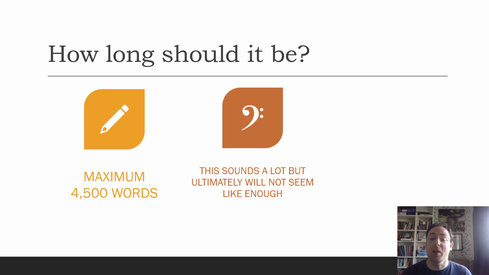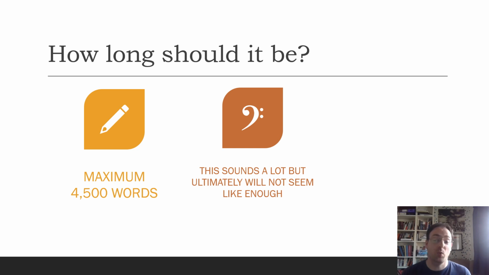Right, how long should it be? There is a maximum of 4,500 words. If you go over that, there is a 5-mark penalty. The marks are only out of 40, so a 5-mark penalty is about a grade. So we want to avoid that. It will sound like a huge amount when you are starting. By the time you get towards the end, it will sound like nowhere near enough, and you will be desperately cutting down words.